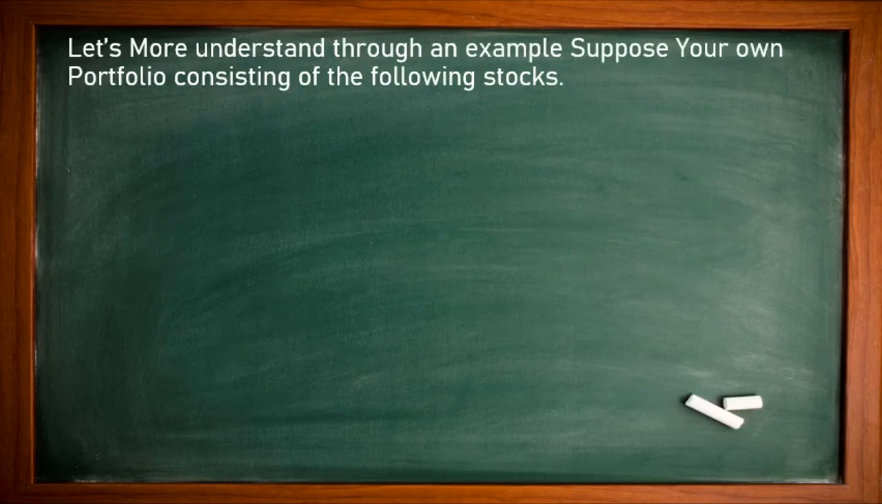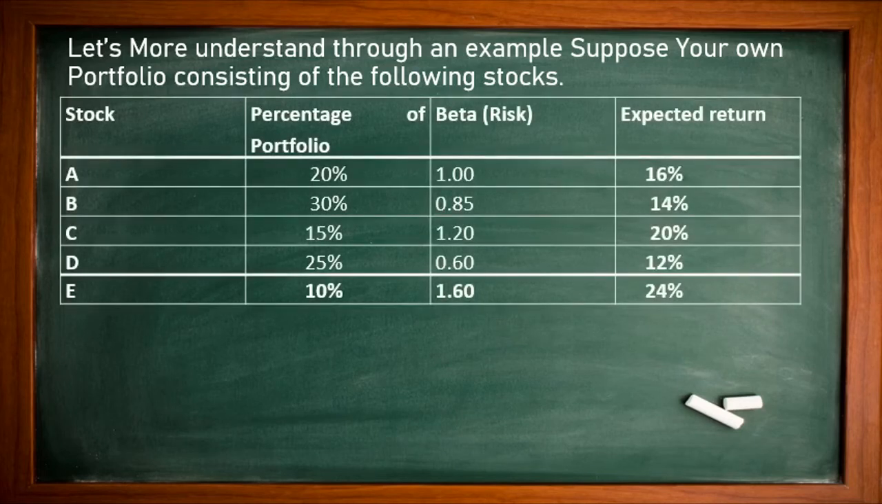So let's understand more through an example. Suppose you own a portfolio consisting of the following stocks. Here we choose 5 stocks from the market: A, B, C, D, E. The percentage of the portfolio, that is the money we have to invest, is 20%, 30%, 15%, 25%, and 10%. It means total 100%. If you have $100, you can invest in this way: 20 with A, 30 with B, 15 with C, 25 with D, and 10 with E. So you will invest your $100 in this type of company.